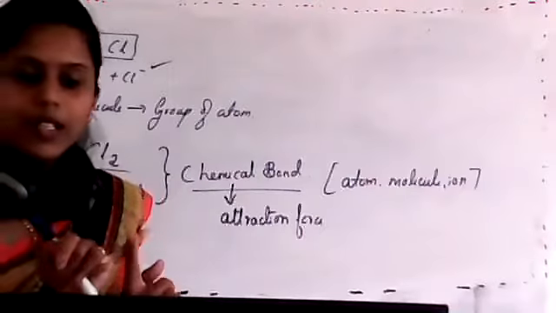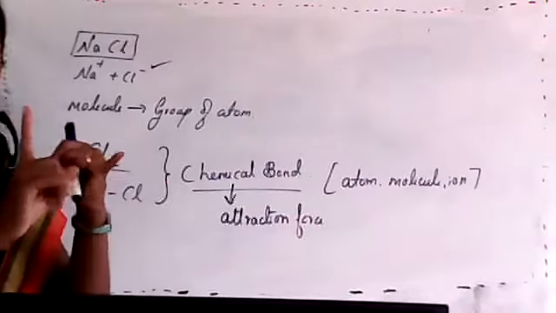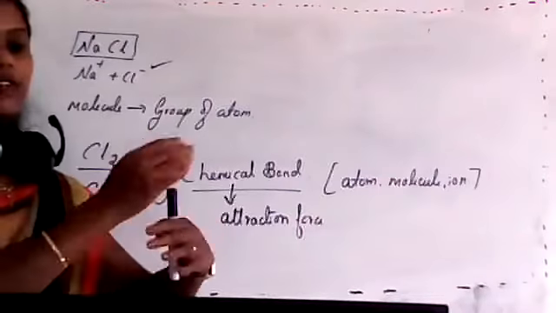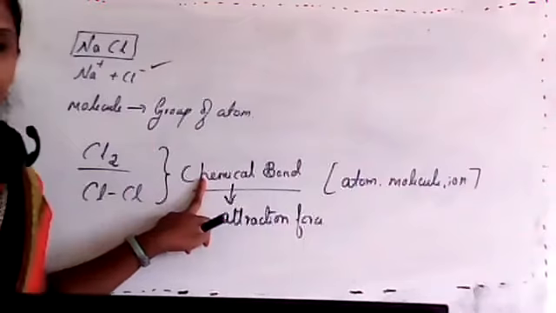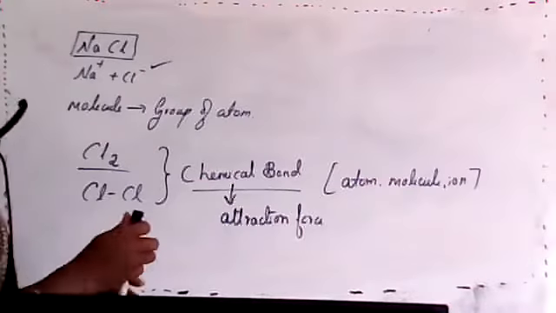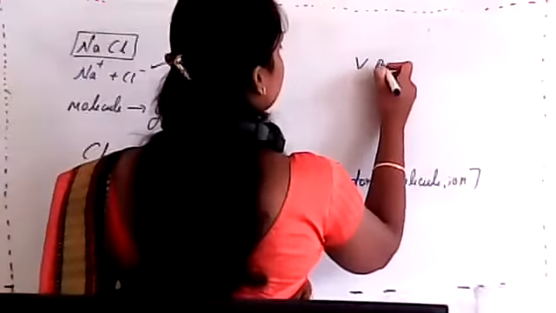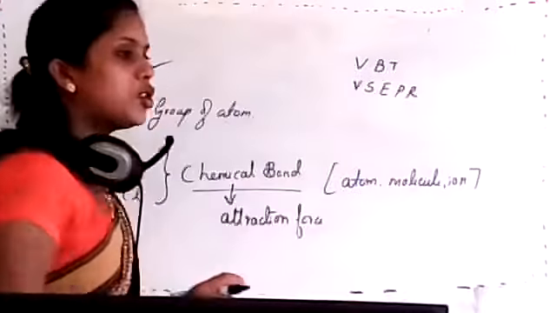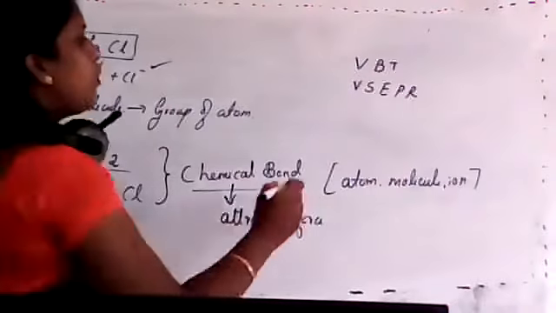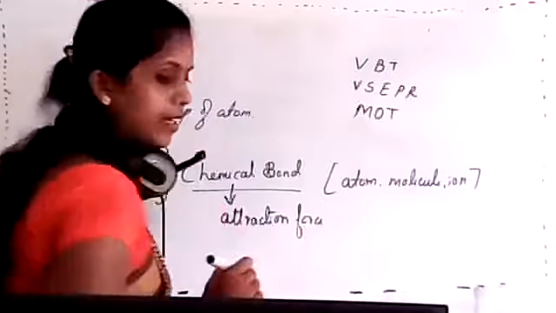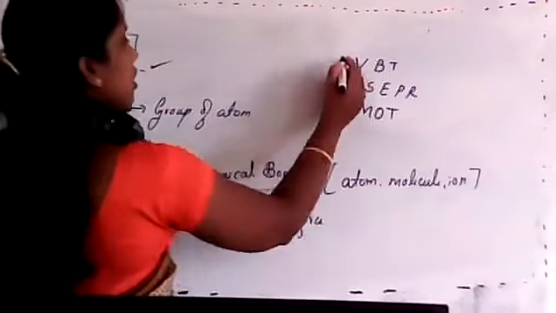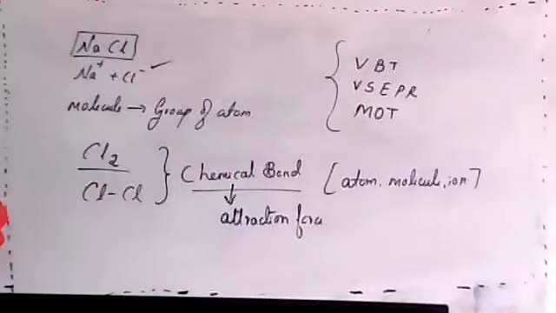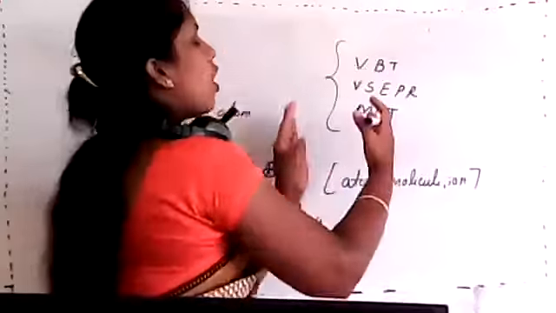That is the Kossel-Lewis theory, which is the first theory which initiated the study of the chemical bond. Then comes valence bond theory, VBT. Next comes VSEPR theory, valence shell electron pair repulsion theory. After that comes molecular orbital theory. These are again very important theories which give a proper explanation for the chemical bond. In this chapter, we study all these theories.